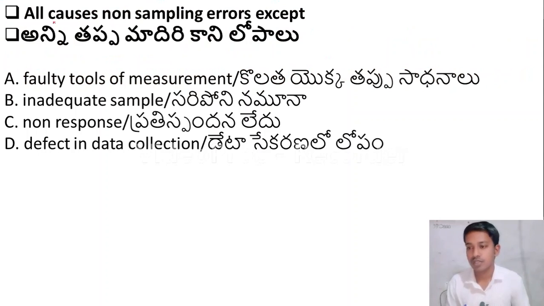Okay, the next question: all causes non-sampling errors except option A, faulty tools of measurement, option B, inadequate sample, option C, non-response, option D, defect in data collection. Here the right answer is option B, inadequate sample. Okay, let us move to the next question.